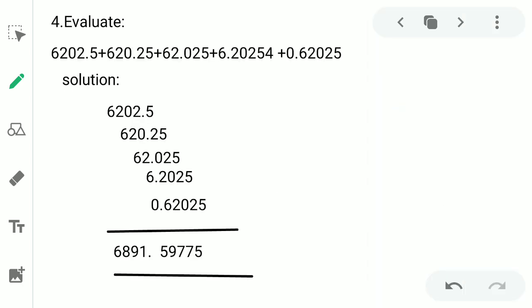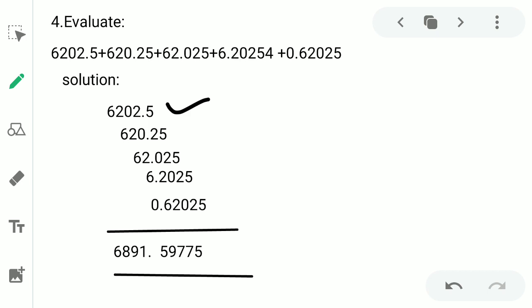Next, this is the easiest, even a child knows. Addition, evaluate. First one, 6202.5 plus 620.25 plus 62.025 plus 6.2025 plus 0.62025. When I add, according to the decimal places, you have to place them. Okay.